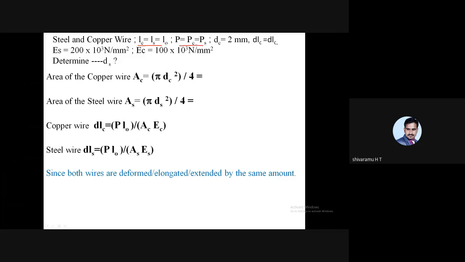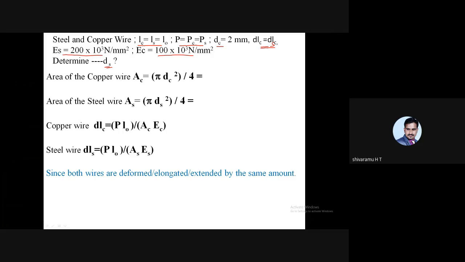and next, the load acting on the two wires is the same, and the diameter of the copper is 2 millimeter and the diameter of the steel is unknown, and the deformation or extension of the copper wire is equal to the deformation of the steel wire. And here Young's modulus of the steel is 200 into 10 power 3 Newton per square millimeter, and Young's modulus for the copper material is 100 into 10 power 3 Newton per square millimeter.